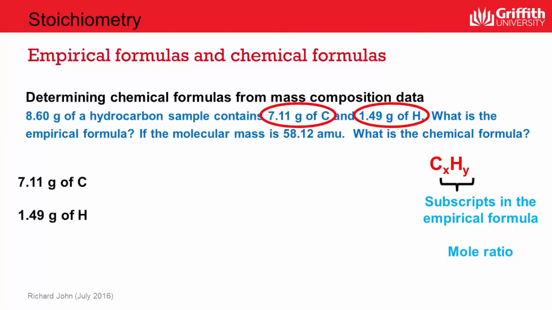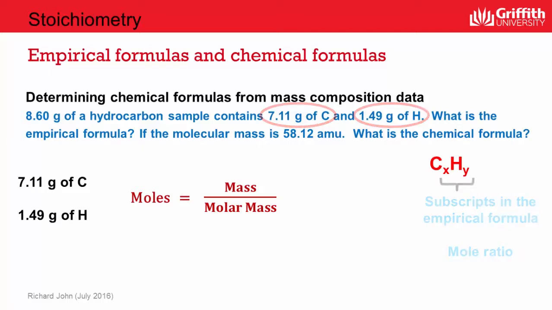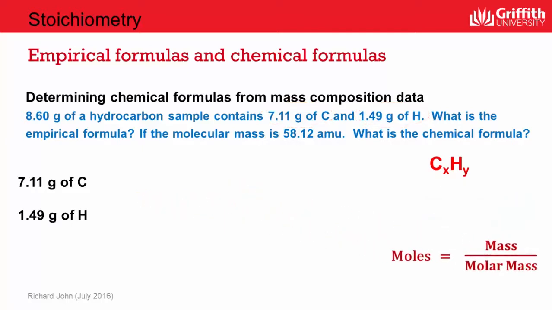This particular problem gives us the mass straight away, as opposed to in the previous video where we had mass percentage data. So our 8.60 gram hydrocarbon sample contains 7.11 grams of carbon and 1.49 grams of hydrogen, which means that we can use our molar mass equation to work out directly the moles of carbon and the moles of hydrogen in this 8.60 gram sample. So moles equals mass on molar mass.